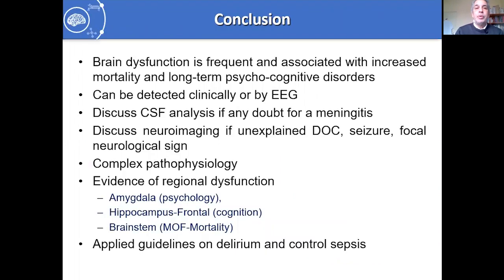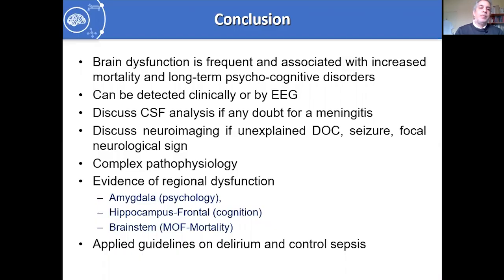So, in conclusion, brain dysfunction is frequent and it is associated with increased mortality and long-term psychocognitive disorders. It can be detected clinically or by EEG. As physicians, we have to discuss CSF analysis if there is any doubt of meningitis. We also have to discuss neuroimaging if there is an unexplained disorder of consciousness, seizure, or focal neurological sign. It is related to complex pathophysiological mechanisms, including ischemic, neuroinflammatory, and excitotoxic processes.